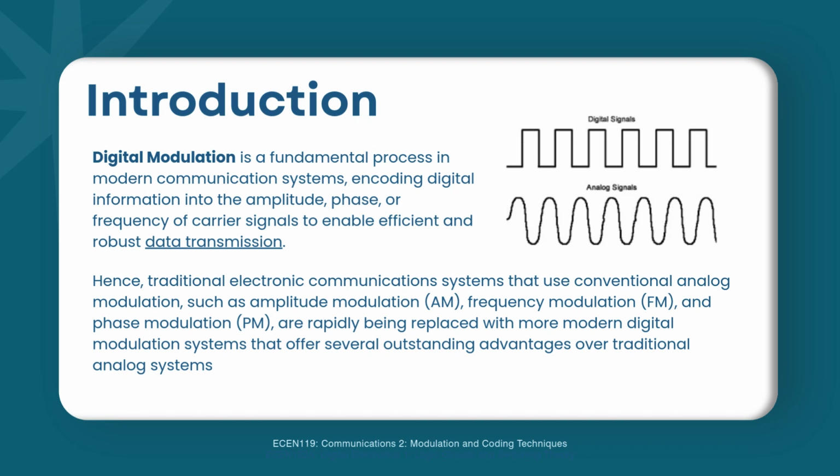Digital modulation is a fundamental process in modern communication systems, encoding digital information into amplitude, phase, or frequency of carrier signals to enable efficient and robust data transmission. Hence, traditional electronic communication systems that use conventional analog modulation such as amplitude modulation, frequency modulation, and phase modulation are rapidly being replaced with more modern digital modulation systems that offer several outstanding advantages over traditional analog systems.